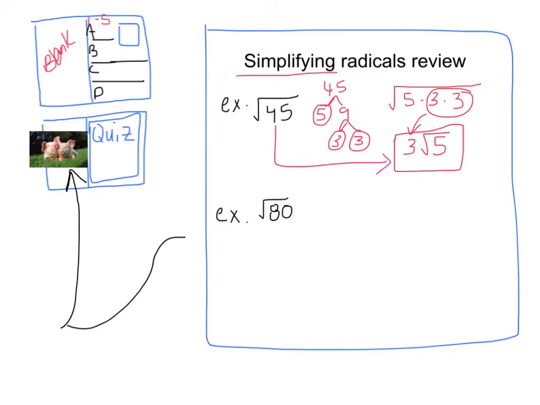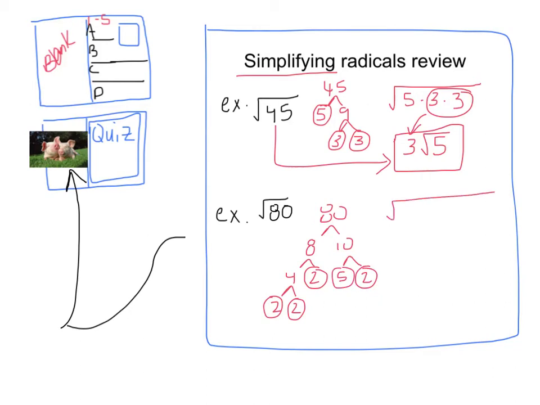Now let's try the square root of 80. Let's see if 80 has any factor pairs inside it. 80 is 8 times 10, and 8 is 4 times 2. 2 is a prime number, 4 isn't, so break it up further, and 10 is 5 times 2. That means that 80 is the same thing as 2 times 2 times 2, that's from the 8, and then 5 times 2 for the 10.